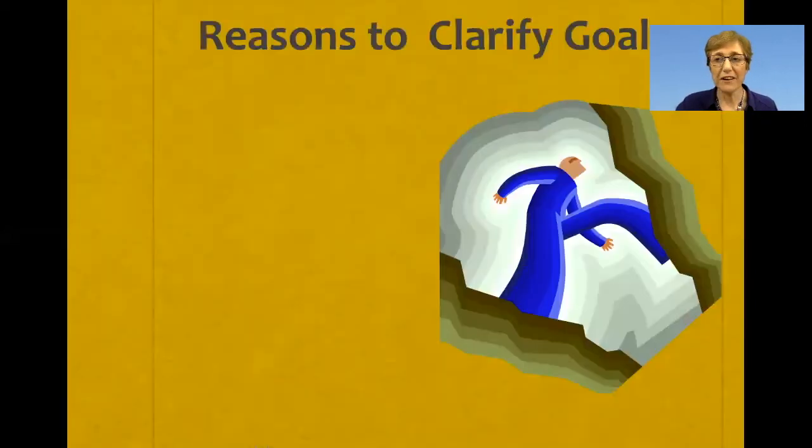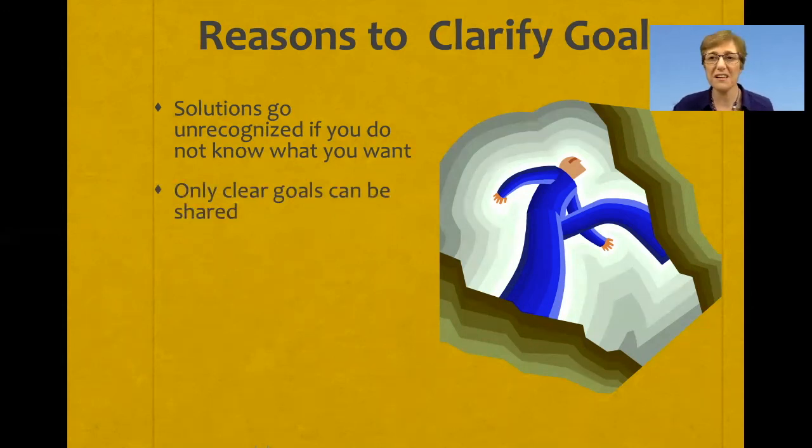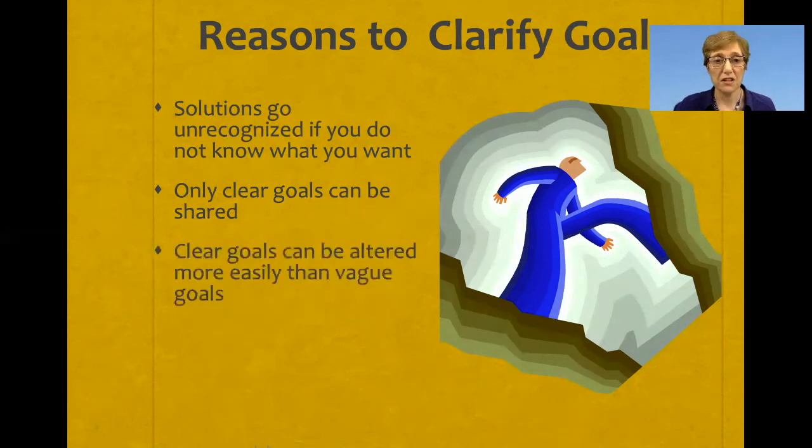Why should we clarify our goals? Solutions will go unrecognized if you do not know what you want. And only clear goals can be shared. So you not only can't recognize them, you can't share them with the other person. And so the less information there is when you talk about a conflict, the less able you are to come up with collaborative solutions. Clear goals can be altered also.